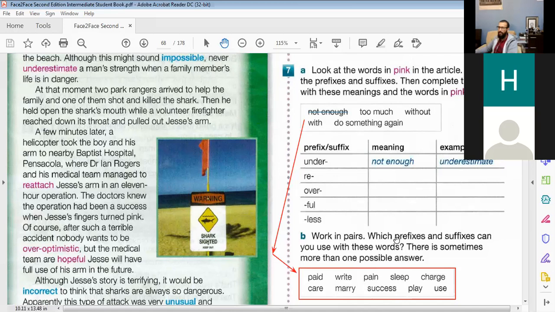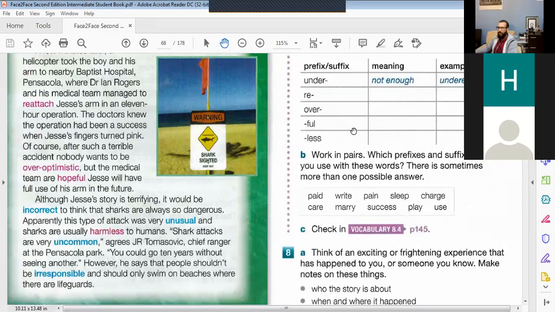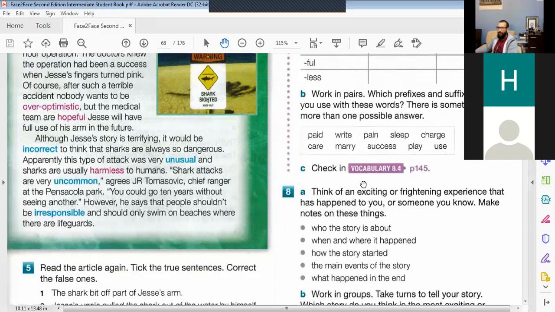Useful, useless. So in this exercise, in part B, we mixed all of these. Paid is a verb, pain is a noun, sleep is a noun or verb. They're mixed here, not only nouns or verbs. So this is the idea. All right.